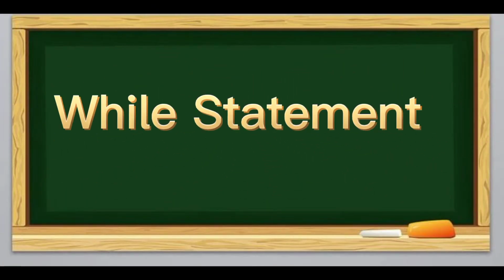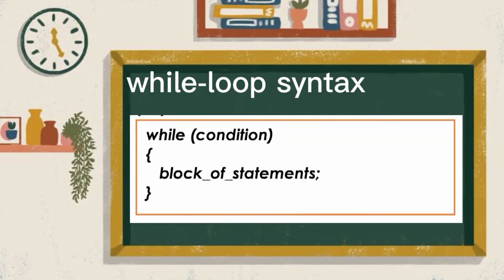While statement. A while loop statement is another type of loop statement in C++. It is used only when the number of times you want to loop is not exactly known. While loop syntax, where while is the keyword for the while loop statement. Condition is where you set the condition which, when satisfied, the loop is executed, otherwise the while loop is terminated. Block of statements in the body of the loop is executed when the condition is met.